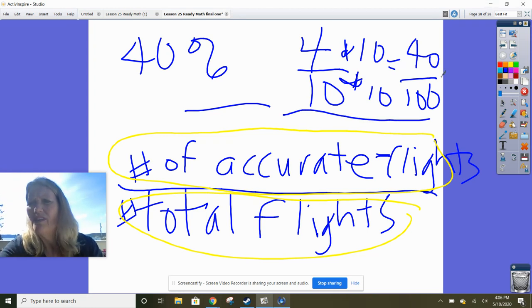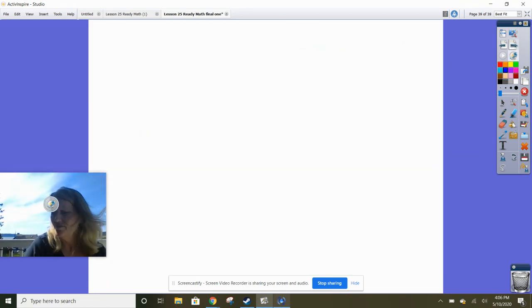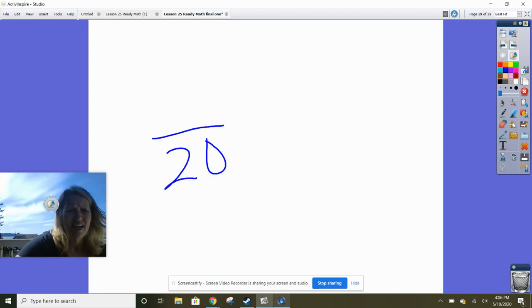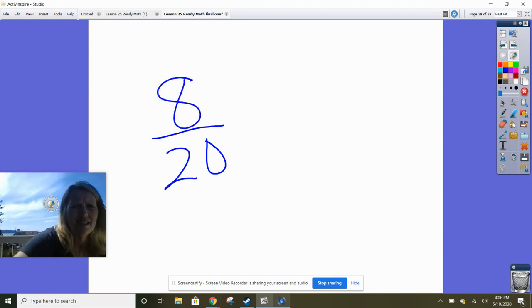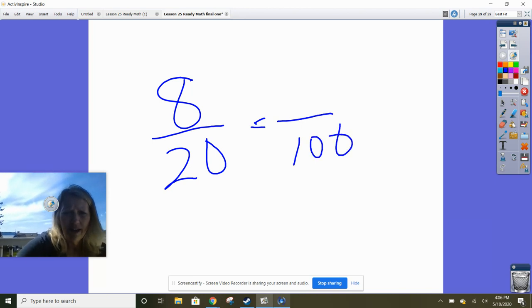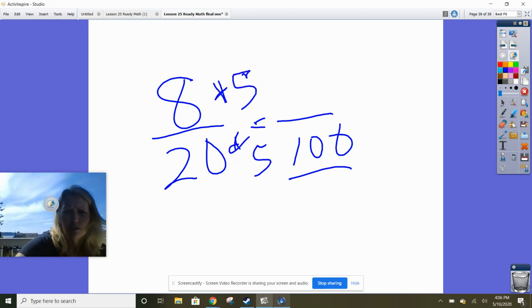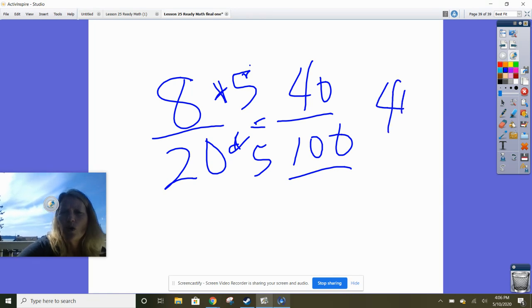If you do more flights, you're going to want to do at least 10, because why not? Got to get some good data, right? But let's say you did 20 flights, and let's say you had 8 of them go. If you did 20, you could still make that go to 100, right? Because percentage is based on 100. And then here you do times 5, because you multiply the numerator and the denominator by the same number. 20 times 5 is 100. 8 times 5 is 40. That one is also 40%.